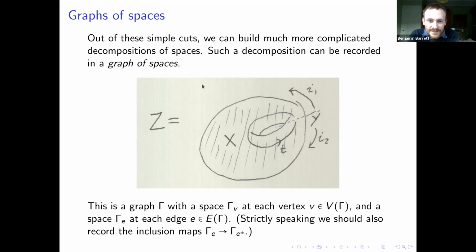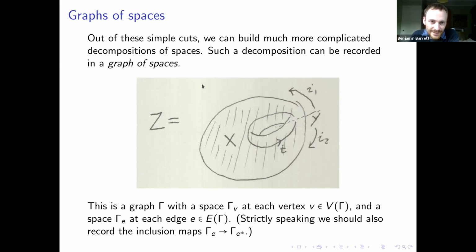So a graph of spaces is a graph gamma, just normally a finite graph, but it could be an infinite graph, I suppose, with some extra information attached. At each vertex v of the graph, you get a topological space, gamma v, and at each edge e, you get a topological space, gamma e. If we were looking at a picture, all you'd be seeing is a small graph with labeled vertices and edges, so you're not missing much.